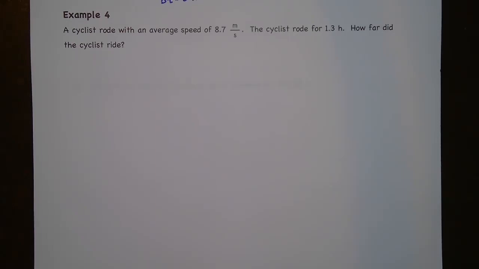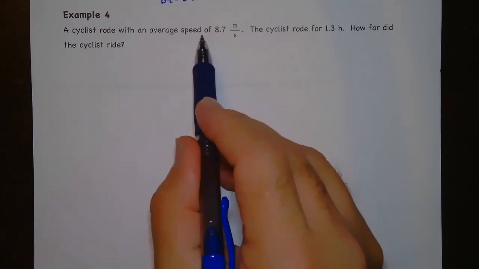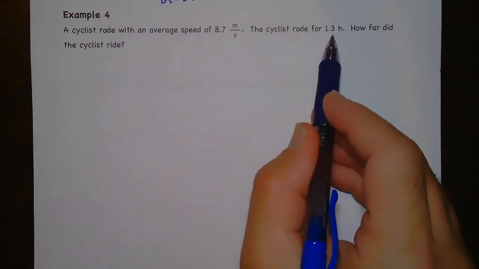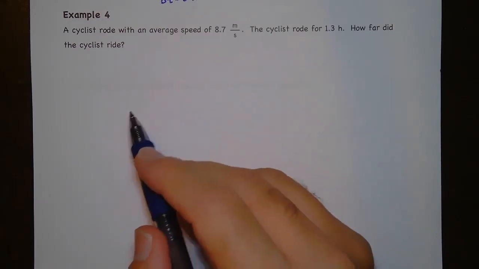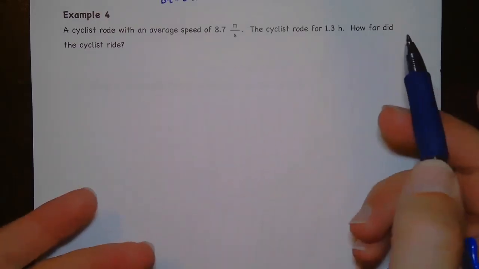Okay, so now on this problem, a cyclist rode with an average speed of 8.7 meters per second. The cyclist rode for 1.3 hours. How far did the cyclist ride? Okay, so there's a huge problem that we need to pay attention to on this, okay? Yes, we have the average speed. We have the time, right? We have the delta t. So we're trying to find the distance traveled, okay? How far did the cyclist ride? That'd be the distance traveled.